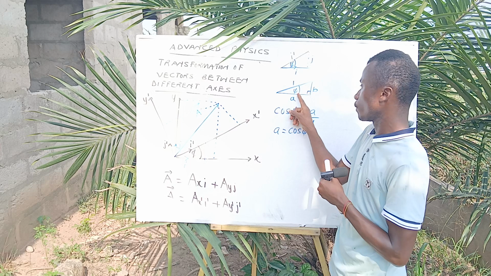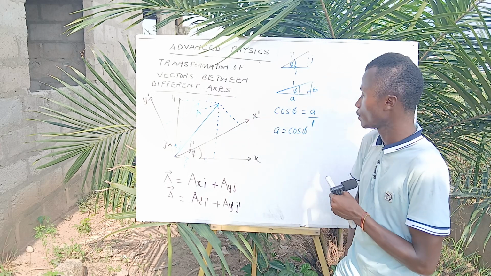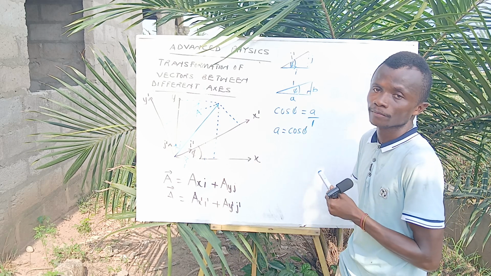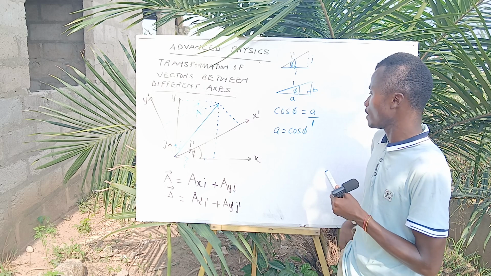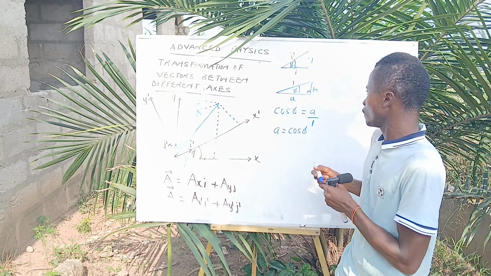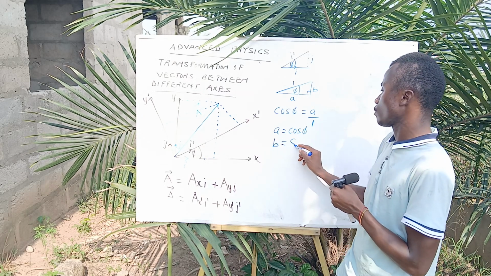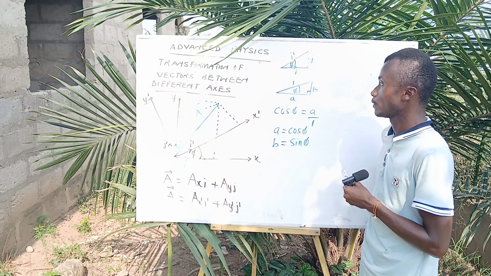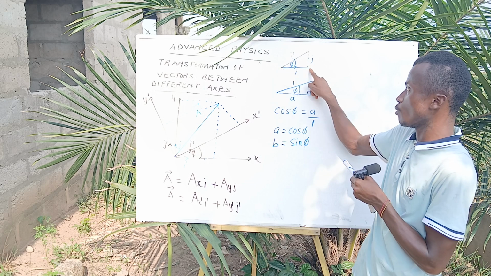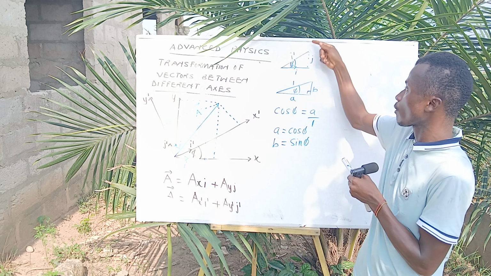So depending on the angle between the two axes, a can take any value. If the angle is 60, cos 60 is half, so a will be half. If the angle is 90, a will be 0. And then b is equal to sine phi. So we are getting the magnitude of the x component of I prime to be cos phi, and the y component being sine phi.